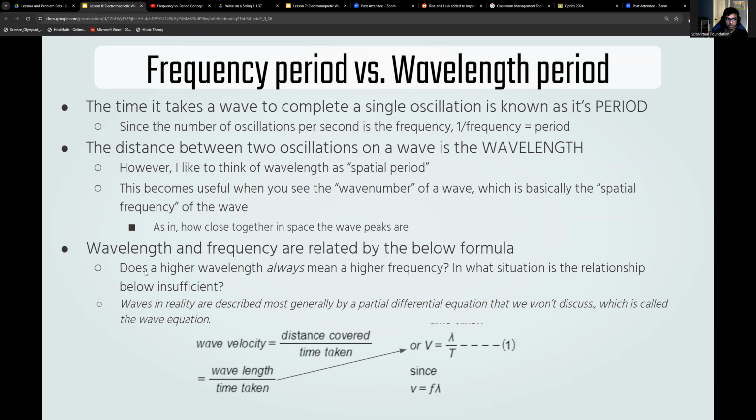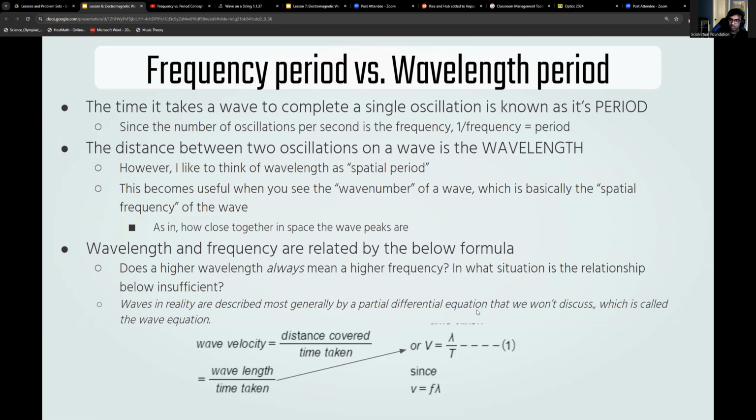So wavelength and frequency are related by the below formula. Waves in reality are described by a partial differential equation that we're not going to get into. This is a result of that, as are most of the things we're going to say here. But fundamentally, velocity is distance over time. We know this, right? So the distance covered by a wave is its wavelength, and the time taken by the wave is its period.